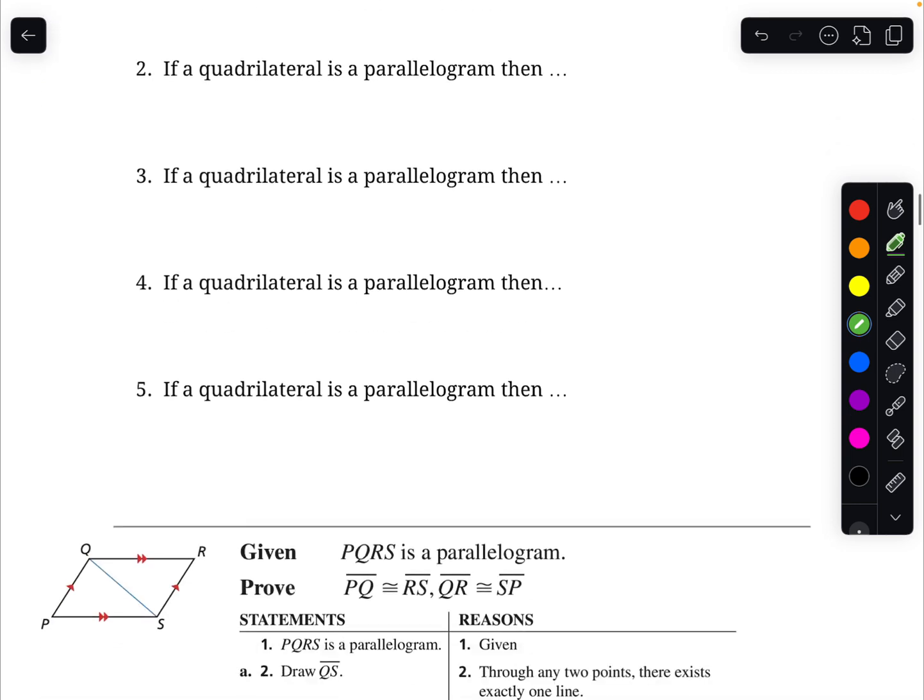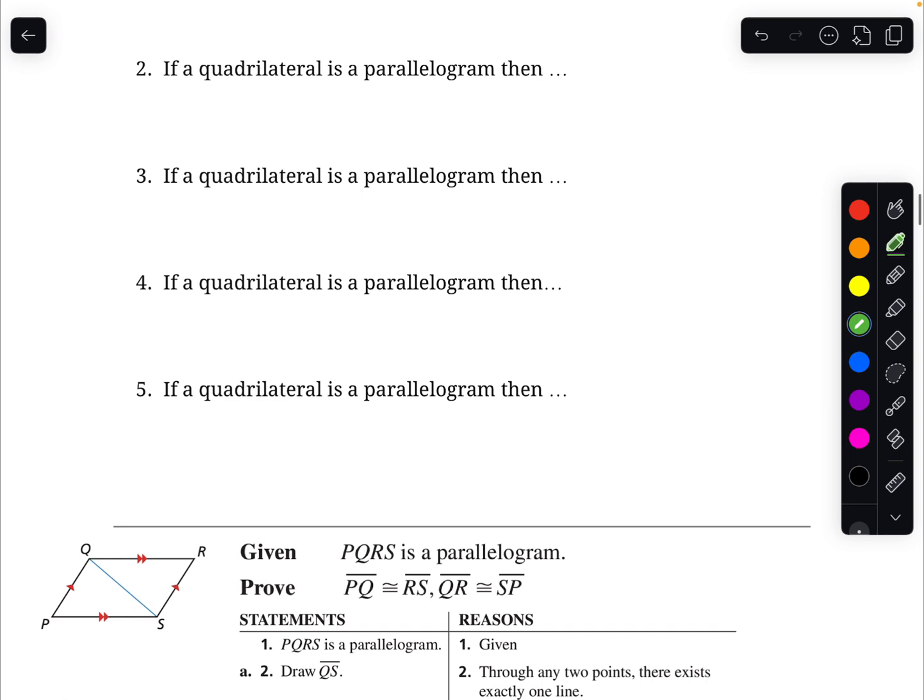All right, this proof, I'm not going to spend a ton of time on. Hopefully you got through all 5 properties. This just shows us that the idea of a parallelogram can be broken down into triangles, and then because of triangle congruency, we can end up showing all of those properties of a parallelogram.